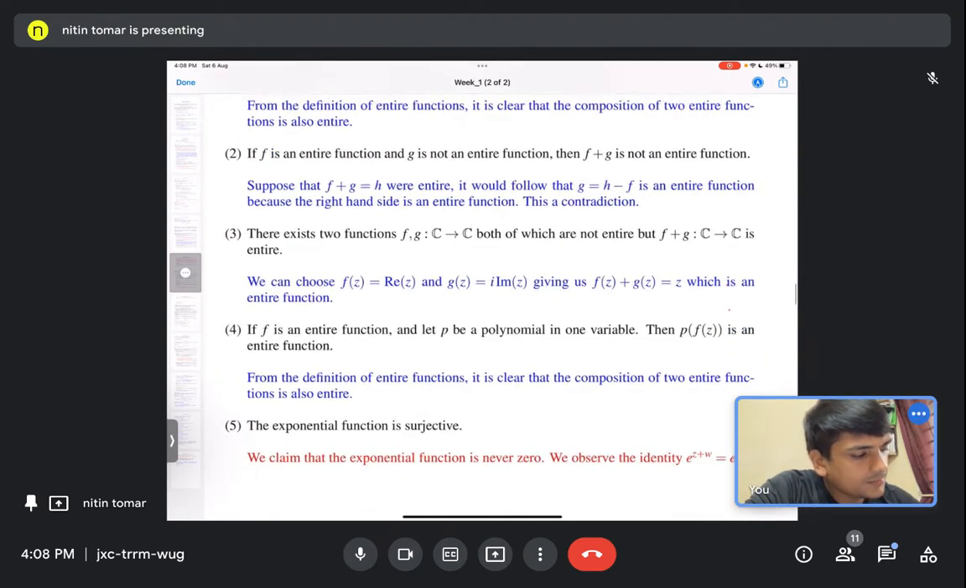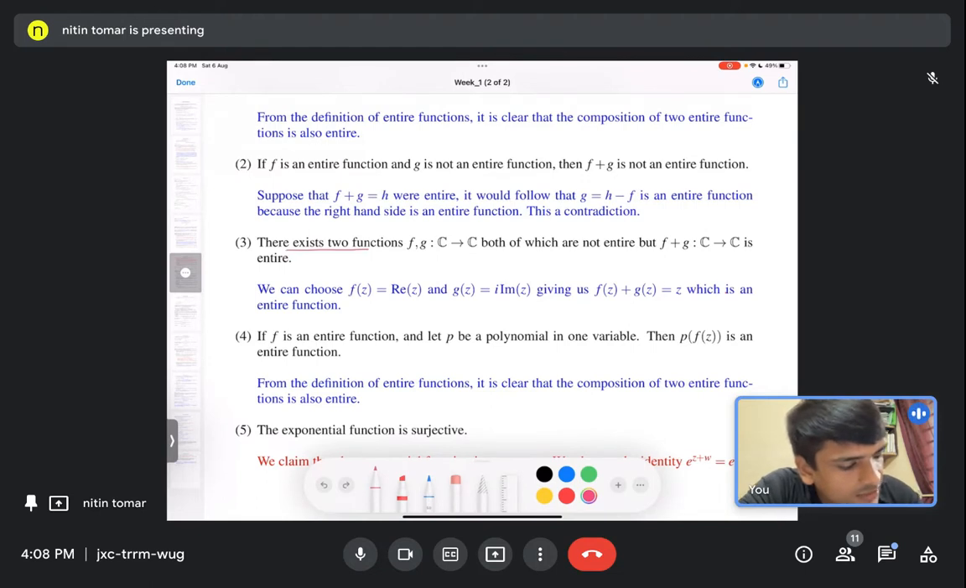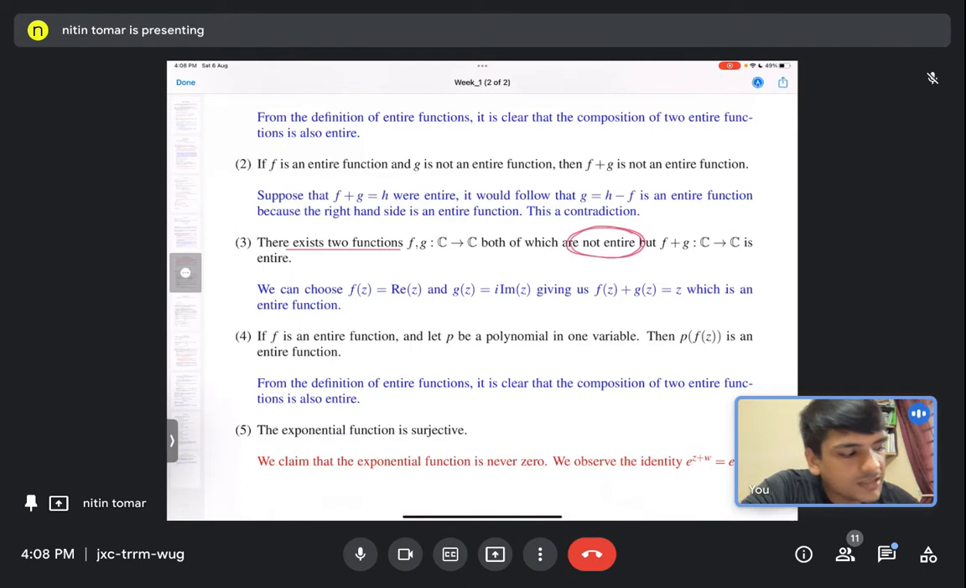Now the third: there exist two functions. You don't know whether they are entire or not. It says that there exist two functions which are not entire, but their sum is entire. This question basically means that the sum of two non-entire functions can be an entire function. How can you say that?